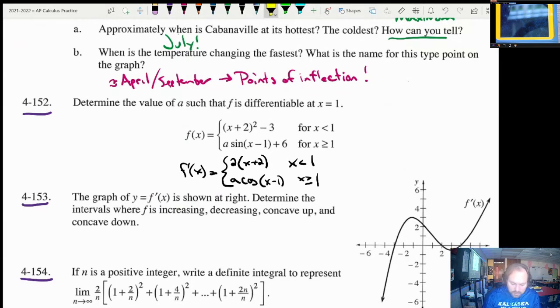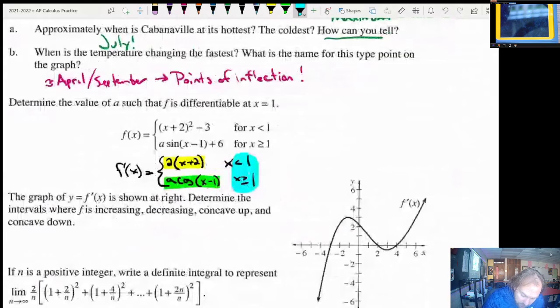We're going to make these two things equal each other. We're going to make x equal to 1, and we're going to solve for a. It's actually really simple to do once you've realized that.